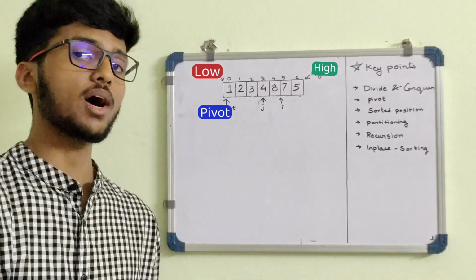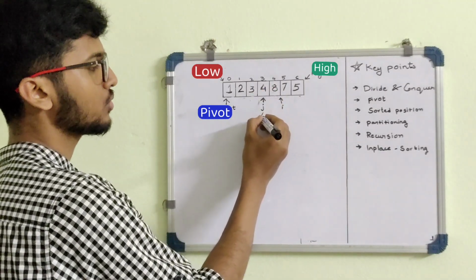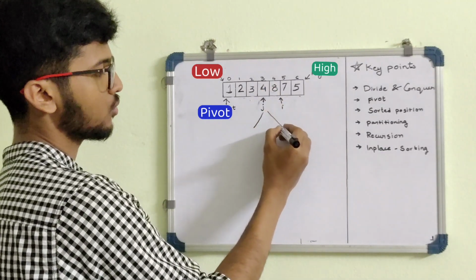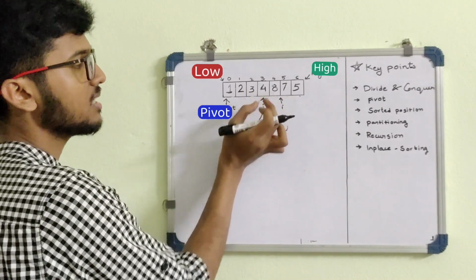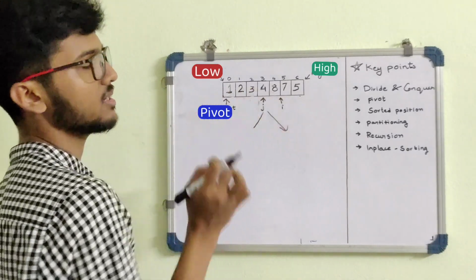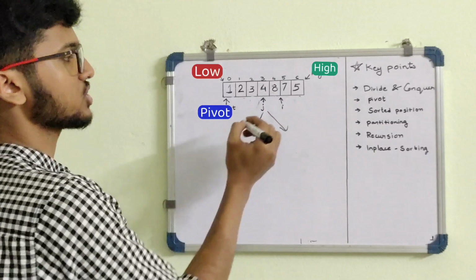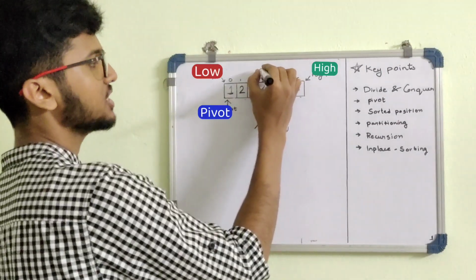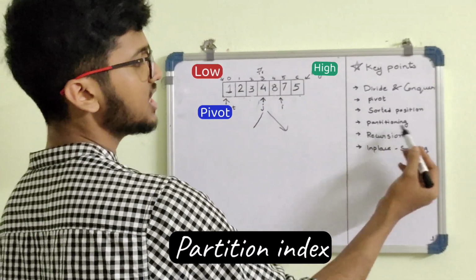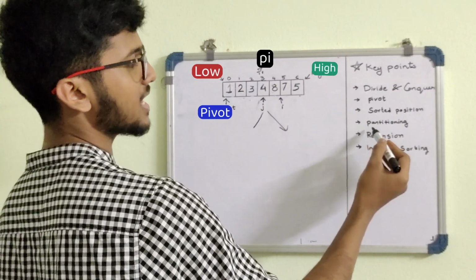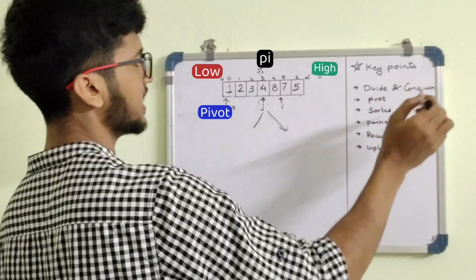So next, after doing it once, we are going to partition this array into 2 parts: the left part and the right part of the sorted pivot element. So our pivot element is sorted. This is the correct position, the sorted position of the pivot element, which is also called the partition index. That is what we remember in this partitioning. The sorted position is nothing but the partition index.